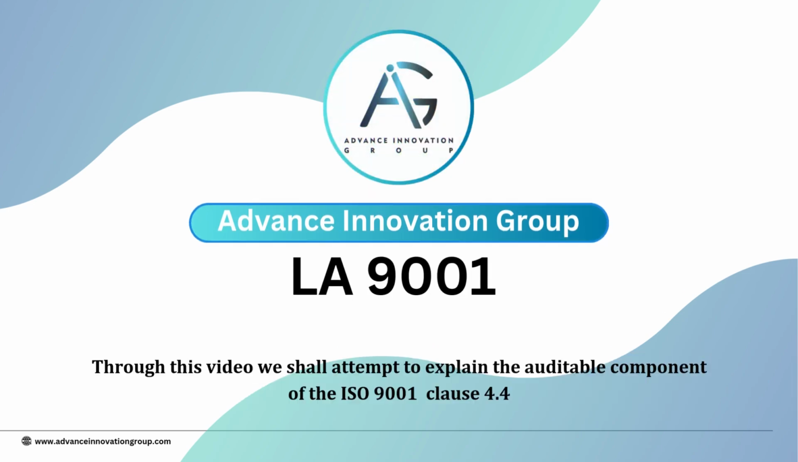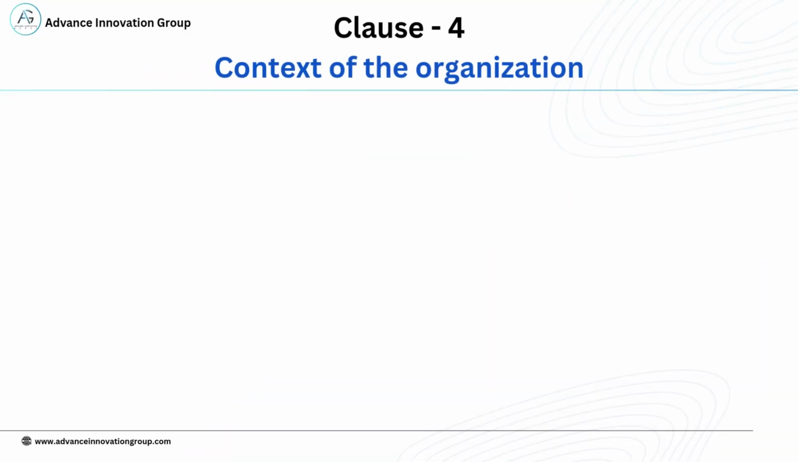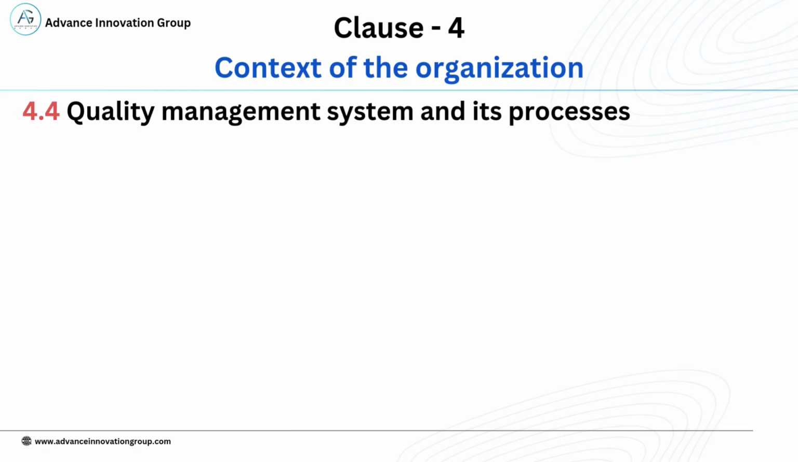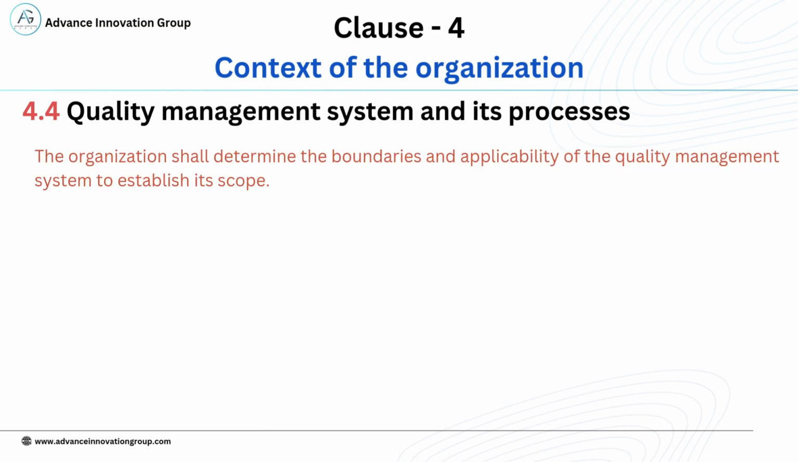Through this video, we shall attempt to explain the auditable component of the ISO 9001. Clause 4.4. Clause 4. Context of the organization. 4.4 Quality Management System and its processes. The organization shall determine the boundaries and applicability of the quality management system to establish its scope.